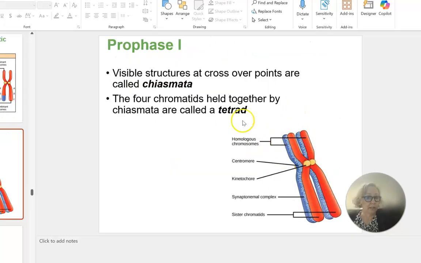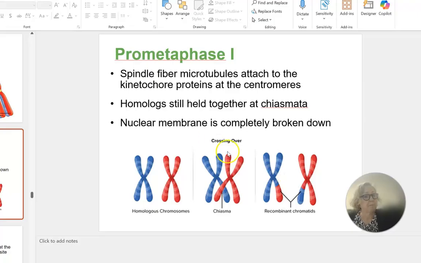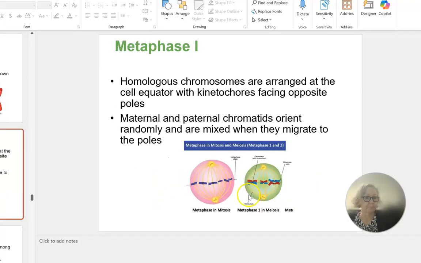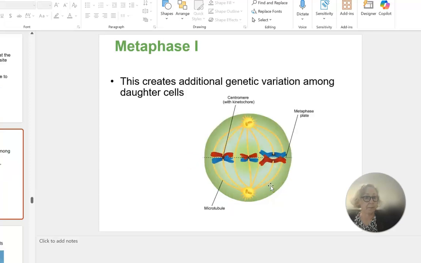These are called chiasmata, and this is a tetrad of the 4, and that's where your crossing over occurs. Again, spindle fibers are part of this microtubule, which attach here, and you get this crossing over. Metaphase looks exactly the same. We're just going to do it twice in meiosis, okay?